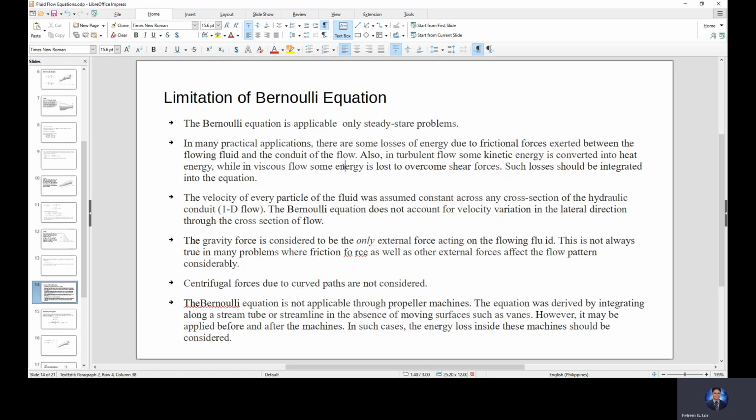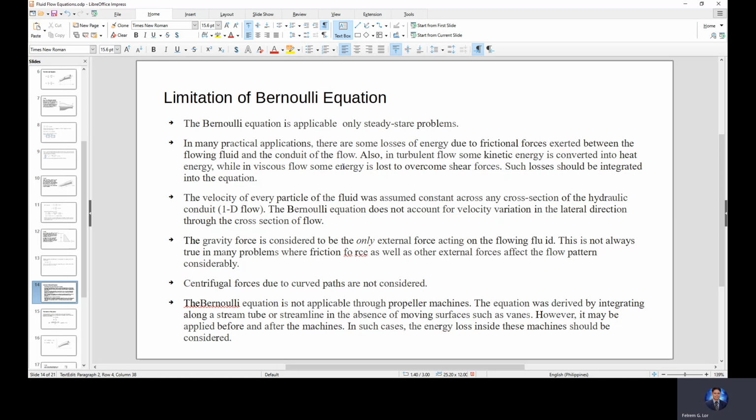Actually, if you're familiar with the flow correction factor, that alpha, in flow of water, good for practical application, we'll just let it be 1 as the coefficient.